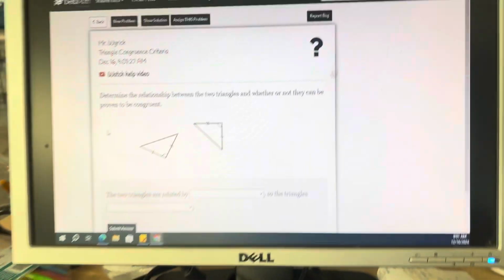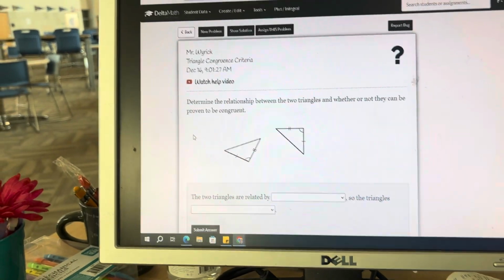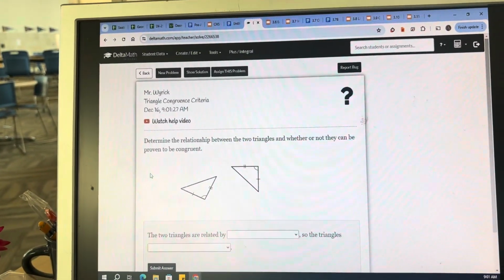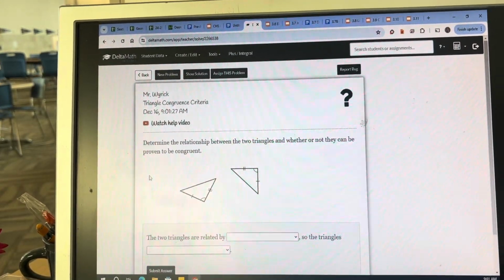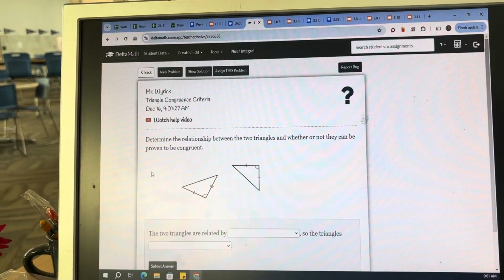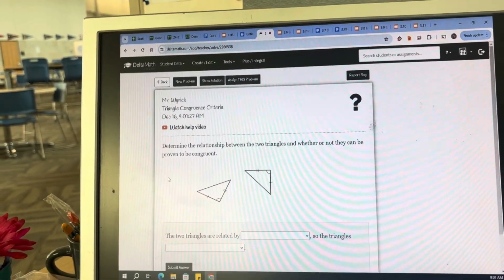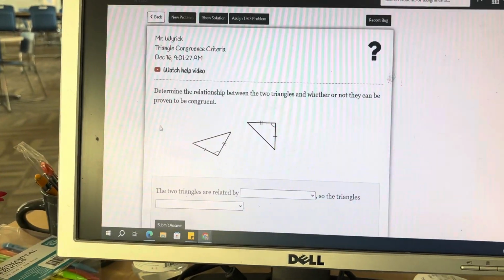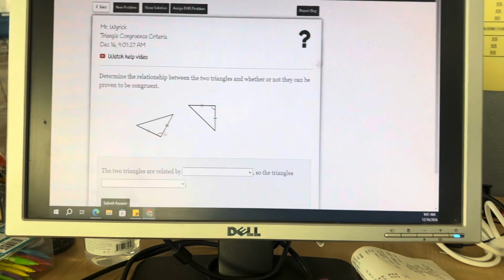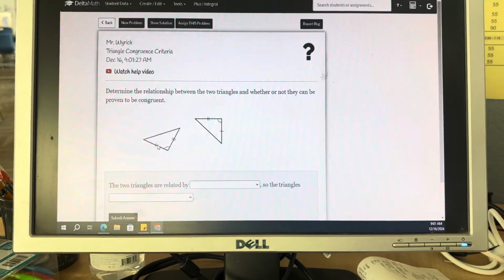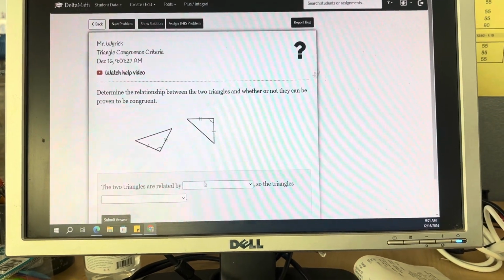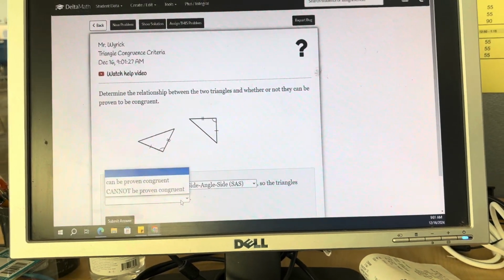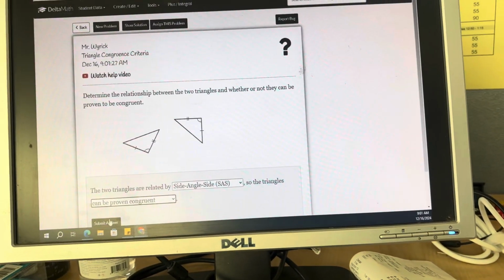Triangle congruence. This is the side, angle, side, angle, side, side, side, angle, side, and hypotenuse, leg are the acceptable ones. Angle, angle is in there. Remember, that only proves that they are similar, not congruent. And remember, there's no donkeys in geometry. This one, though, is side, angle, side. The angle is between the two sides, so I can say, yes, this is side, angle, side. So the triangles can be proven congruent.